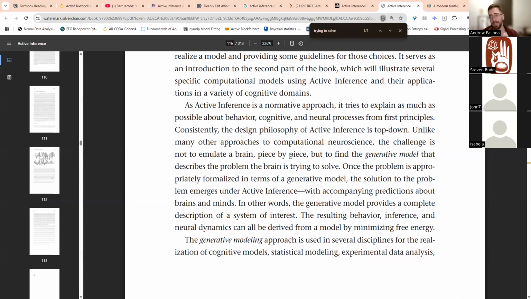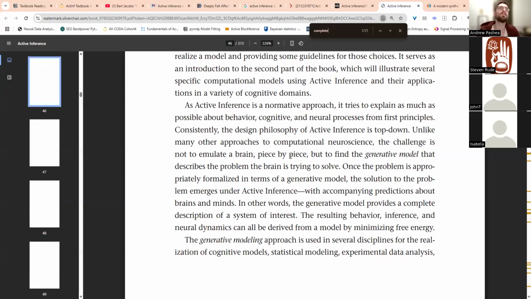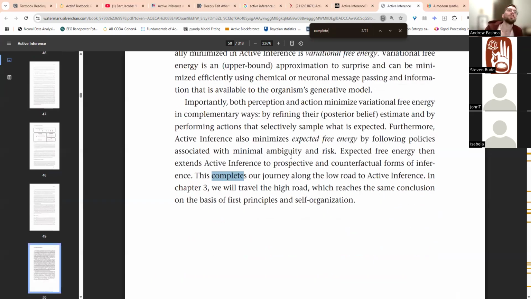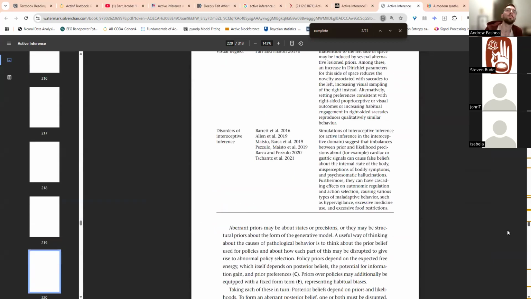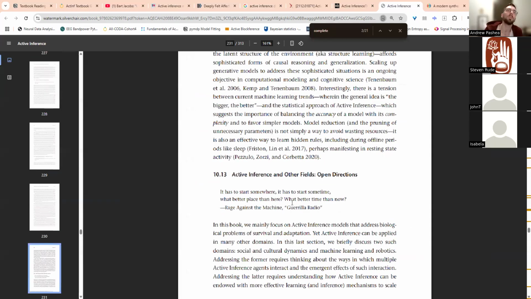Is the word complete well used or even relevant here? Probably not. But the other thing is they do it twice. On page 196 they do it again. They say that active inference starts by providing a complete solution to the problems that organisms have to solve. So they say it twice.